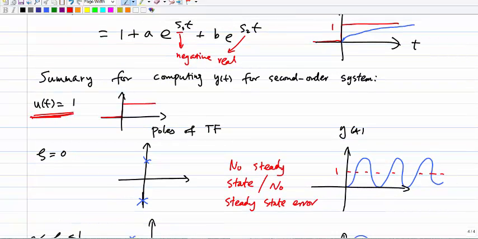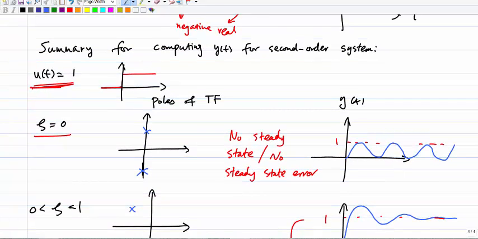For theta equal to 0, this is the no damping case. The solution is somehow like this, I will probably redraw it. It's sinusoidal, okay? So there is no steady state, and also there's no steady state error, because the limit of y of t minus u of t as t goes to infinity does not exist. I mean for this case. It doesn't exist, so there's no steady state error.